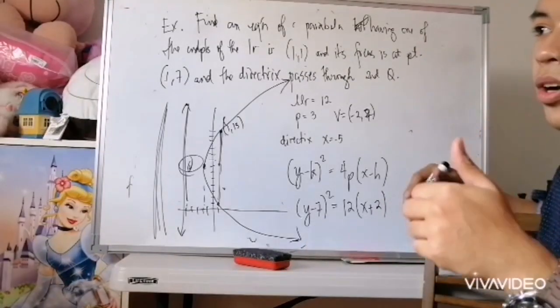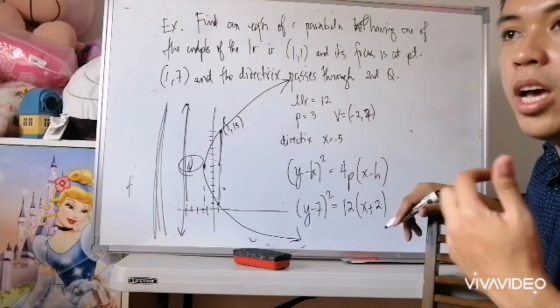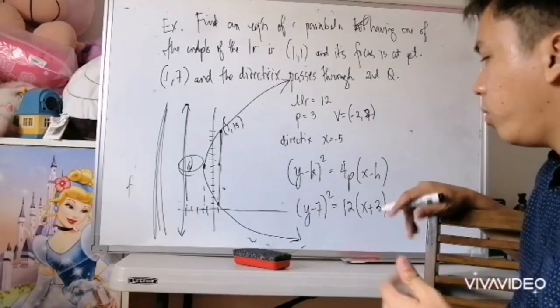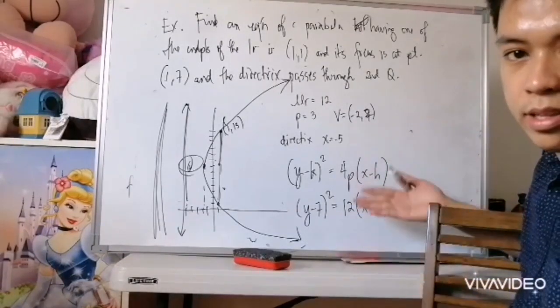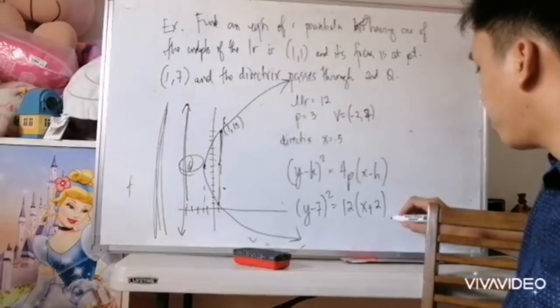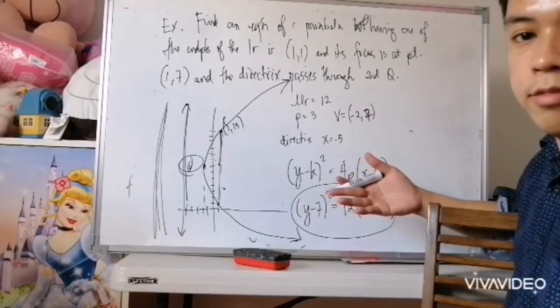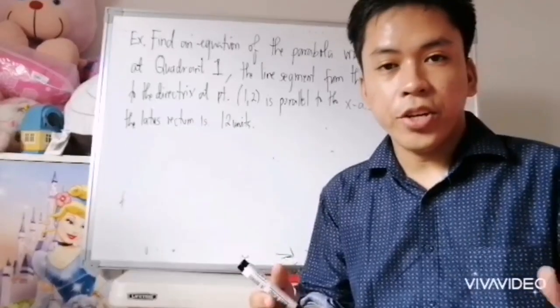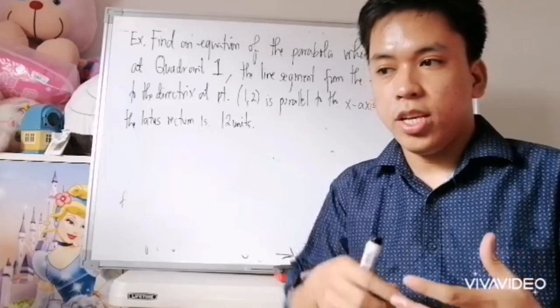It's up to you whether you simplify this to get the general equation of a parabola, or just go with this. So that's a standard equation of the parabola. Either of the two, they're actually the same. That's it. Okay, let's consider another tricky example.